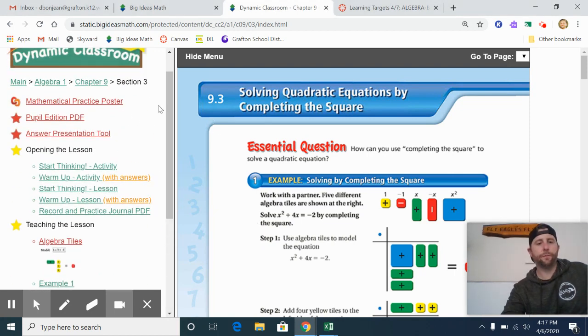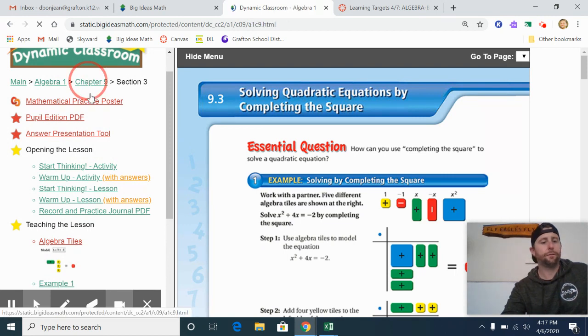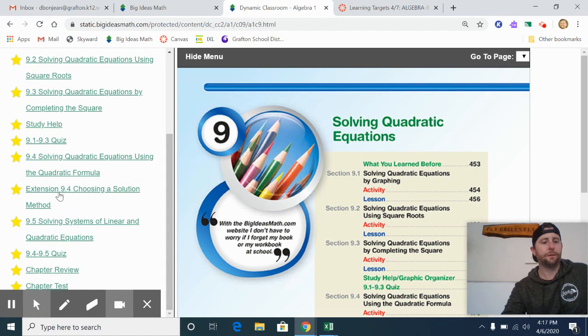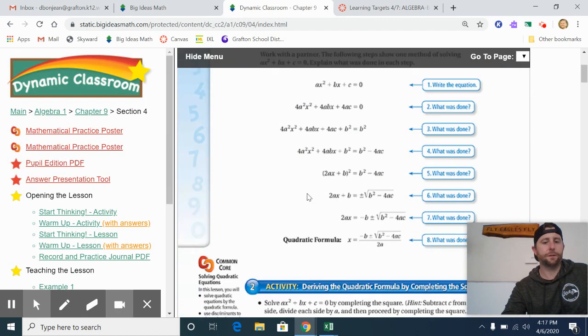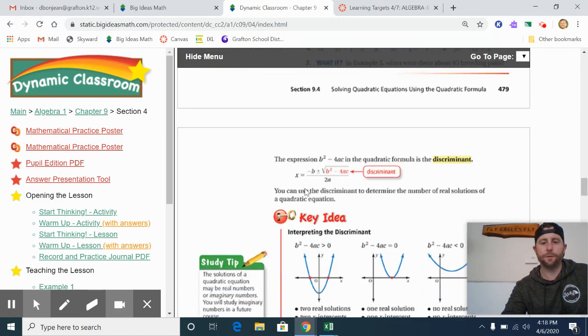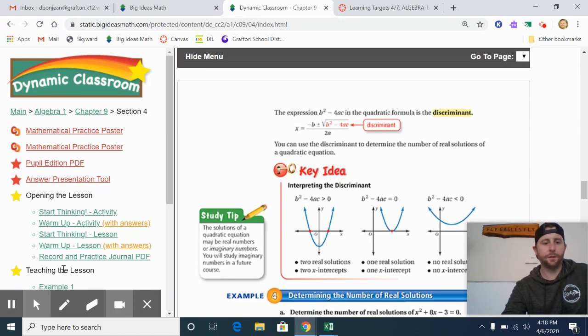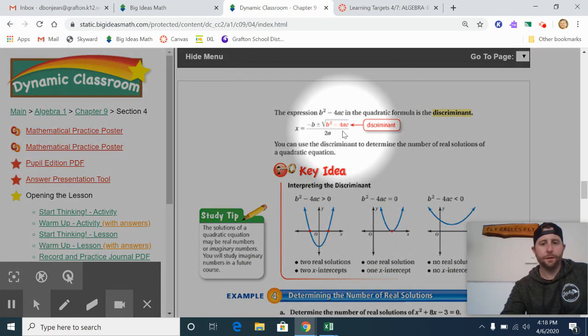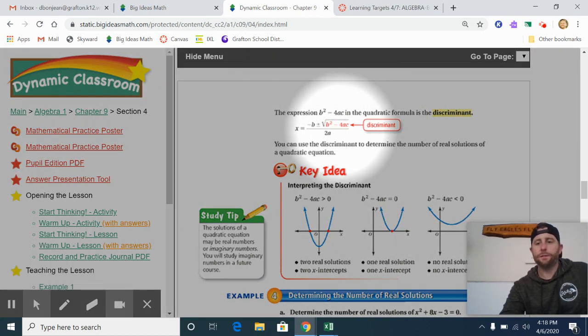And number 10 says to use the discriminant to determine the number of solutions. If we remember, we just did this yesterday. The discriminant, I'm just going to run through this real quick. You did enough with IXL on this too, so this should be easy. So the discriminant, remember from yesterday, b squared minus 4ac is the discriminant.